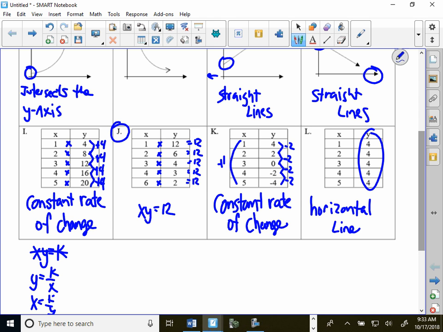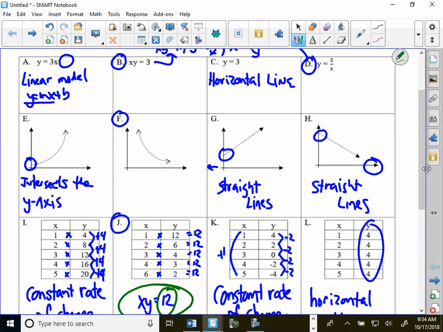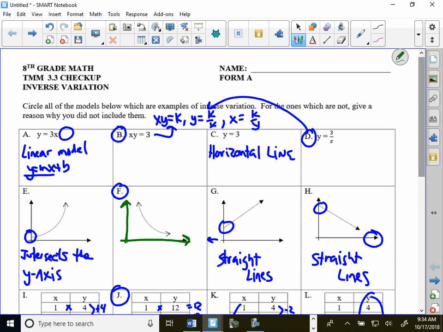So that is what the quiz will kind of look like for tomorrow. So just make sure you know that when you're given a table, you need to make sure that those x times y equals the same number, that constant of variation. All right. When you're looking at the graph, you are looking to make sure that the line does not touch either x or y axis. That's extremely important. And then when you go through equations, again, you're looking for equations that are in this particular form. Okay, that's the most important thing.